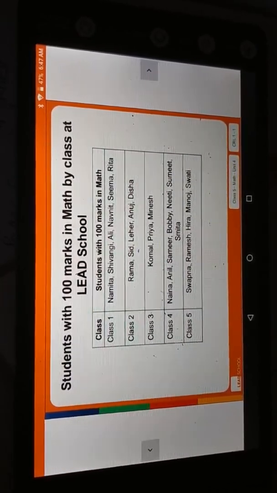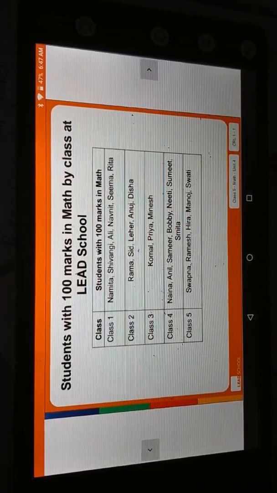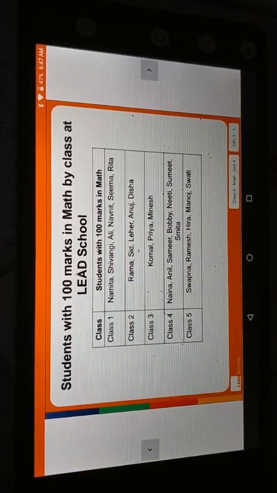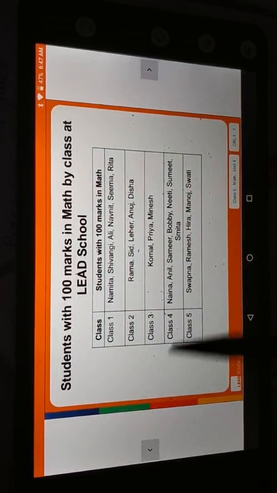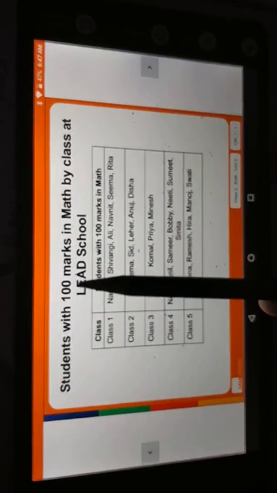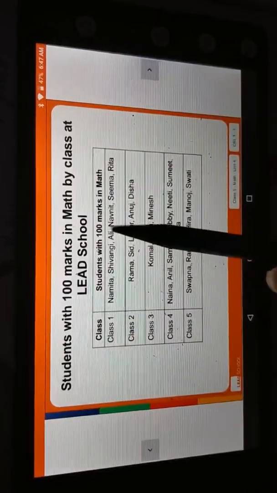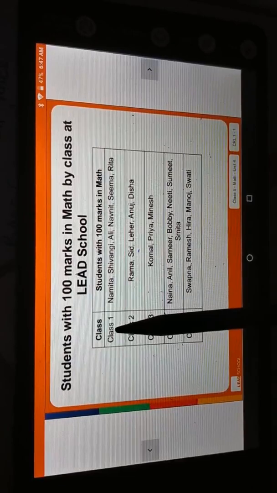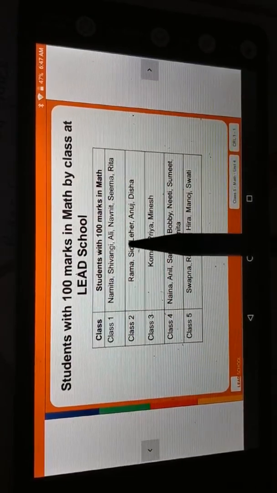So students, today we'll start unit number 4. In that unit we have to start worksheet number 1, but before starting worksheet number 1 we have to do some revision here. Now students, here are the students with 100 marks in maths by class at Lead School. So here is class 1 to 4 and the number of students.